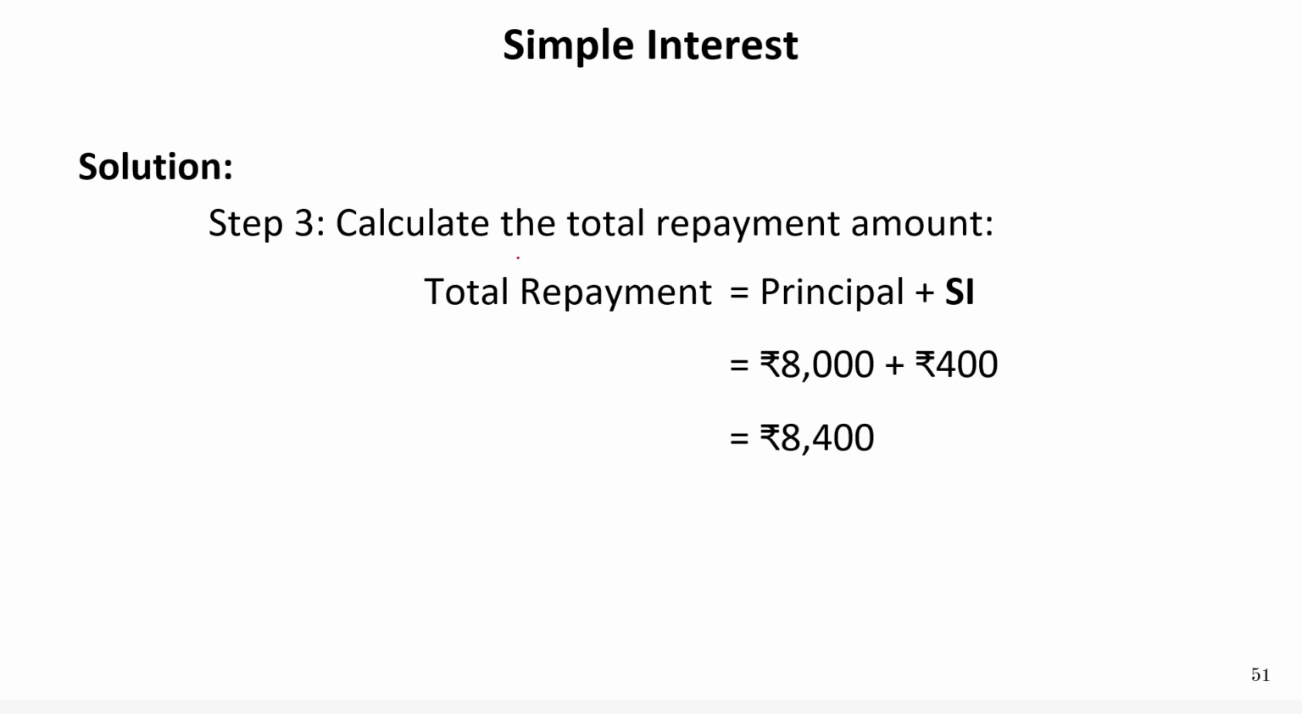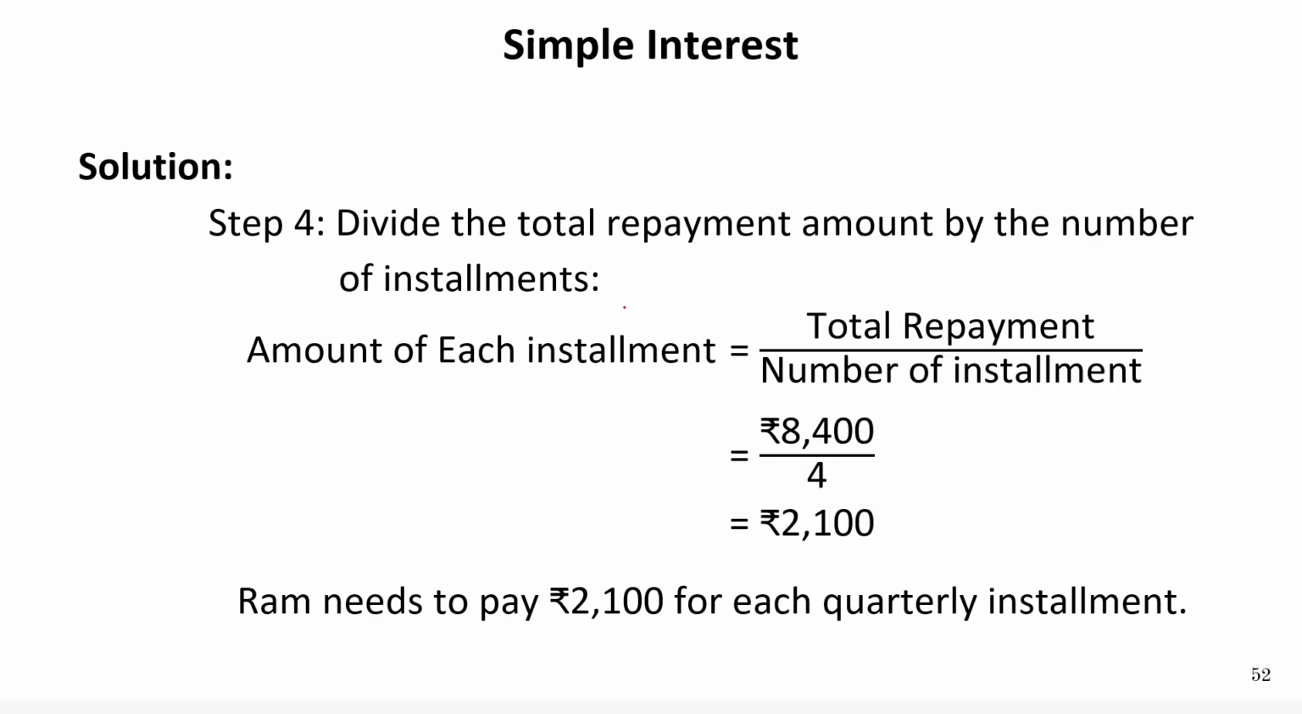Okay. So calculating the total repayment amount is equal to principal plus SI. So 8,000 plus 400 is equal to 8,400. So dividing the total repayment amount by the number of installments, because the number of installments is equal to 4 as we are paying it quarterly. So 8,400 by 4 is equal to 2,100. So 2,100 is the amount that Ram needs to pay each quarter as an installment.